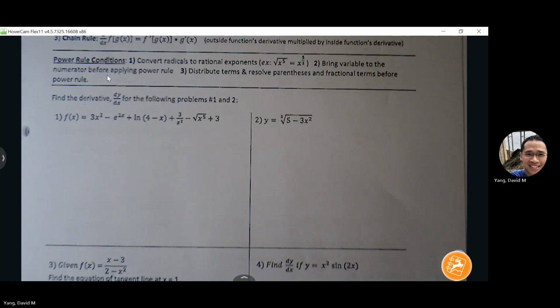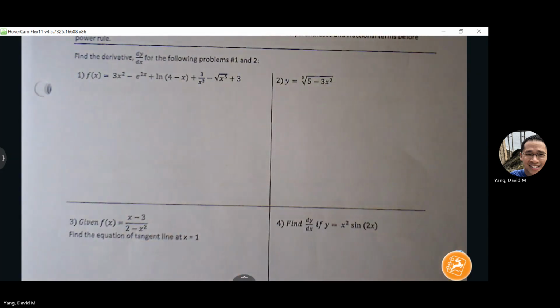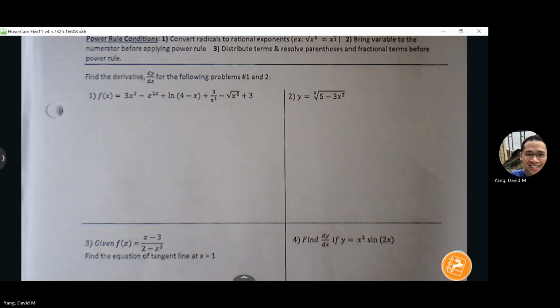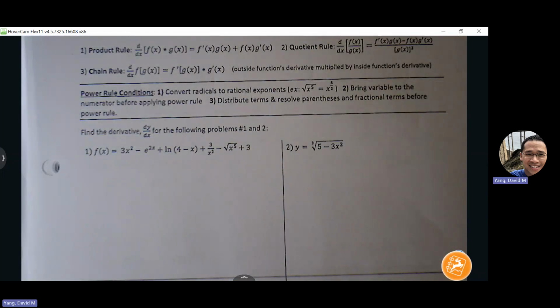Okay, so let's go to page 5. Okay, so product rule, you see up here, quotient rule, chain rule. Nope. I'm sorry, Packet 2, page 5. Packet 2, right? Packet 2, page 5.